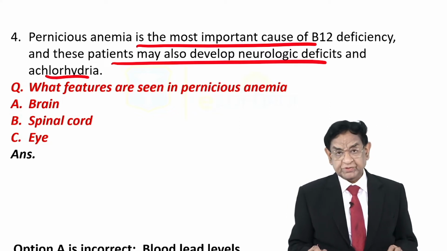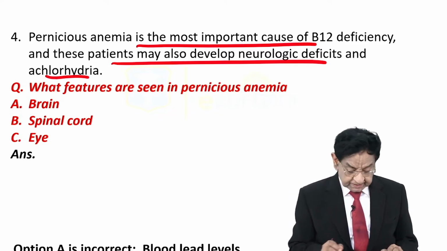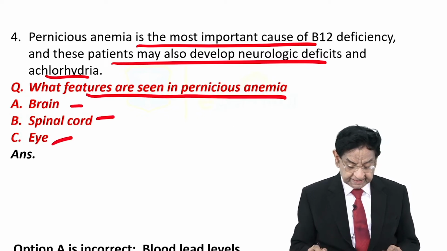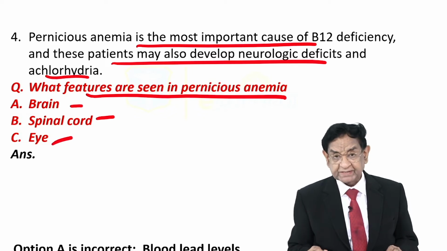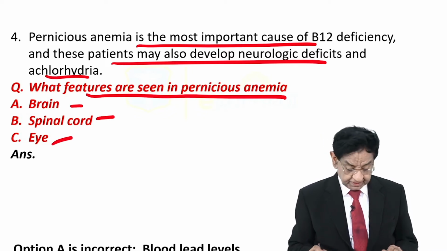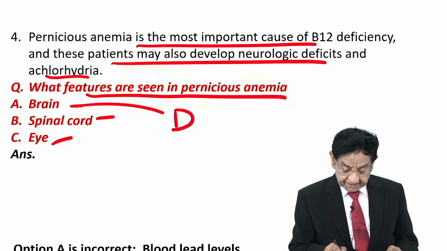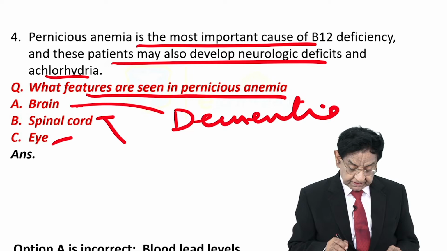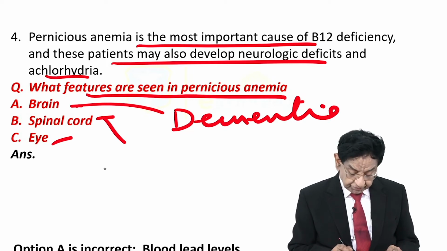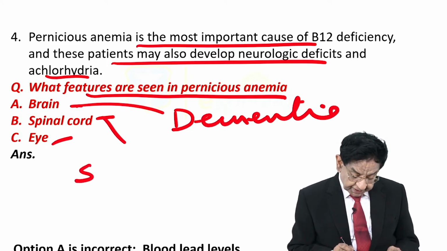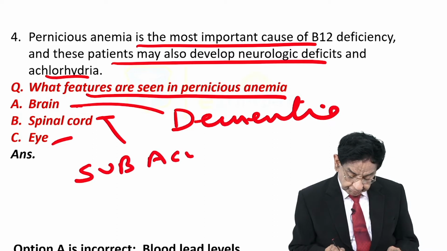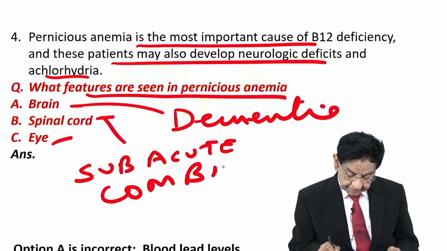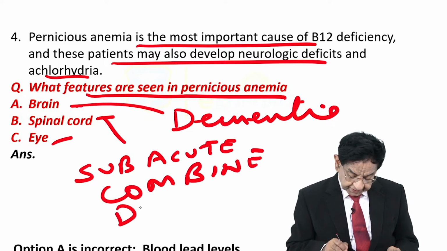Now I have a question for you. Stop the video, write down the answer. Which features are seen in pernicious anemia in the brain, spinal cord, and eyes? Write down the answer in your copy. Stop the video. In the brain, we get dementia. In the spinal cord, there is involvement of what we call subacute combined degeneration.